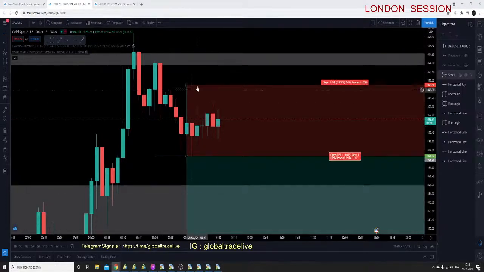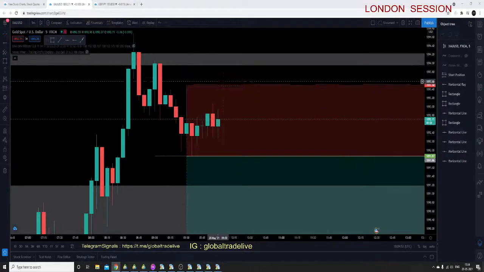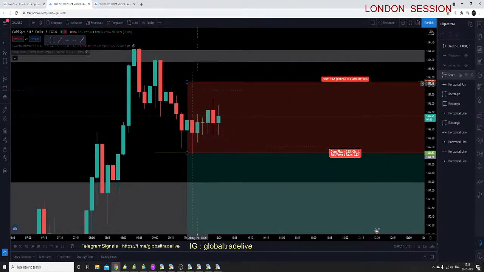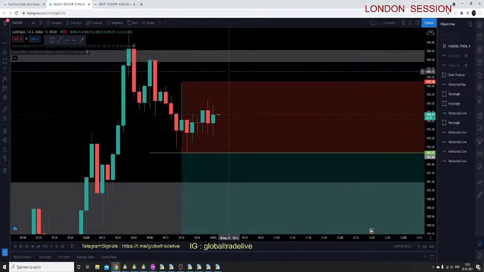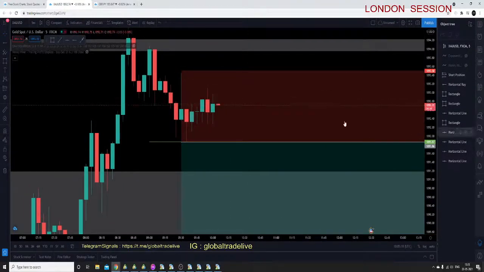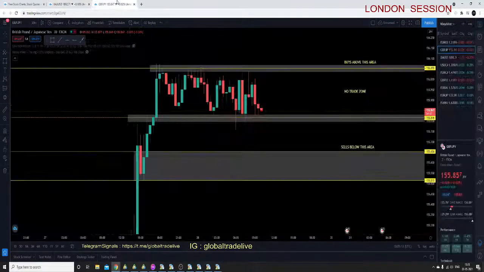This big wick here on the 5 minutes is a liquidity grab. So to go up, the market has to cross above this wick to continue moving up. That's why I've kept my stop loss above this wick over here and I'm managing my risk with the candles. So currently nothing is happening in gold.